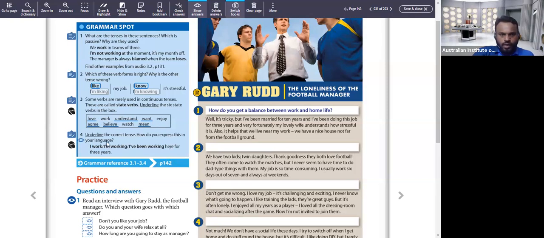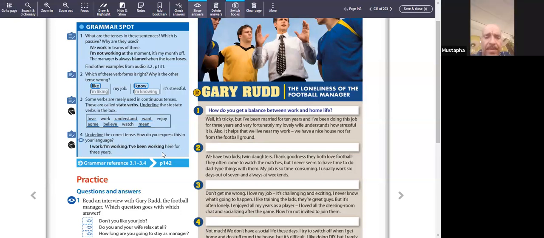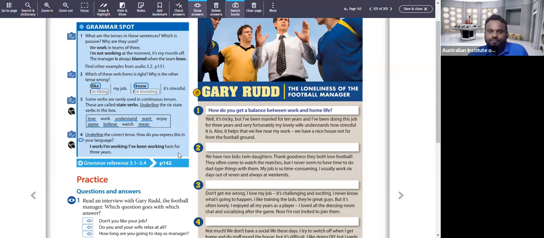Okay, beautiful. Underline the correct tense. How do you express this in your language? "I work, I'm working, I have been working here for 3 years." Which one will be correct? Tell me, and why? I know we haven't gone through that, but you might know. Try if you can. Otherwise, that's fine.